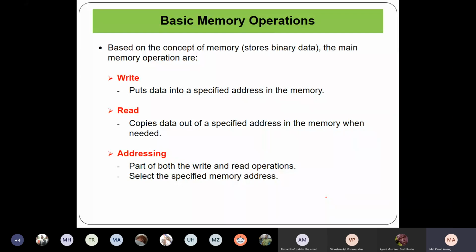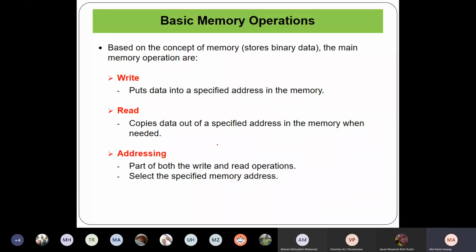Then the addressing is the part of both the read and write operation where you have to select the specific memory address where to store, and when we want to read, where to read. And that is actually transparent to you because the application does that for you on your behalf.